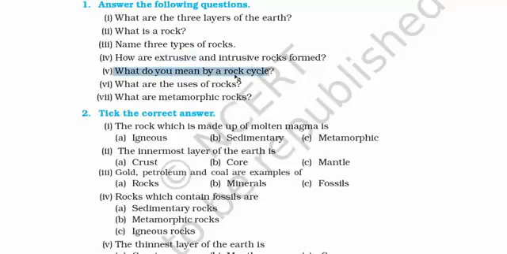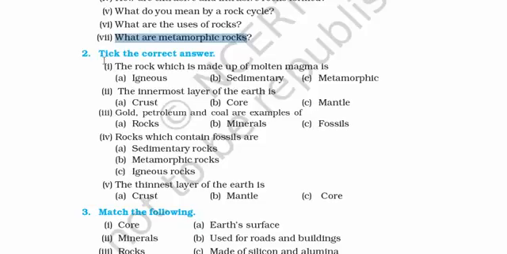Fifth question, what do you mean by a rock cycle? Rock cycle is nothing but a chain reaction that happens where a rock goes through extreme physical as well as chemical change. For example, limestone turns into marble, and igneous or sedimentary rock become metamorphic rocks. Sixth question, what are the uses of rocks? Rocks are used to build a lot of things such as roadways, buildings, etc. What are metamorphic rocks? Metamorphic rocks are nothing but the transformation of sedimentary and igneous rock under high heat and pressure.